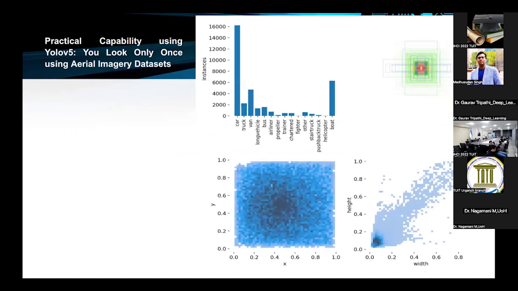So this is how it looks after post training, and we can see the classes that we have used: car, truck, van, long vehicle, bus, airliner, propeller, trainer, chartered, fighter, other, stair truck, pushback truck, helicopter, and boat. These are the things which can be detected. These are the most common objects of both civil and military interest.